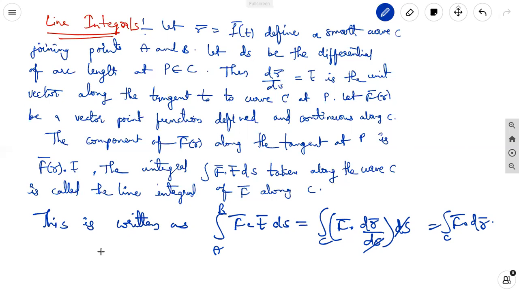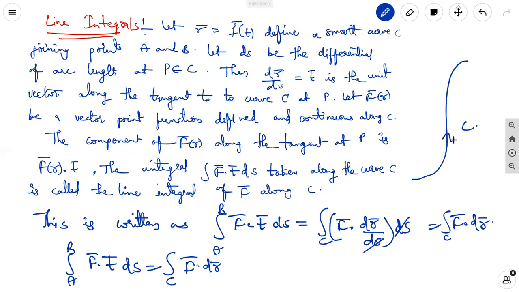Therefore, the line integral is the integral from the point A to B, F vector dot T vector ds, equal to the integral over C, F vector dot dr vector. This is a curve C, and we can integrate from point A to B. At a particular point P, we can draw the tangent line, that is T vector, and at that point the vector point function is F vector. Then the dot product of F vector dot T vector into ds is the line integral along curve C from the two endpoints A to B.